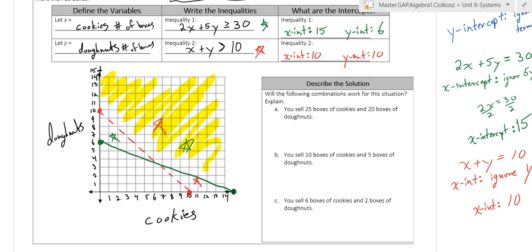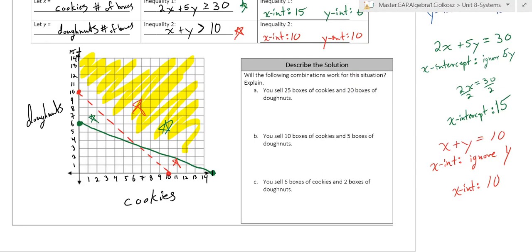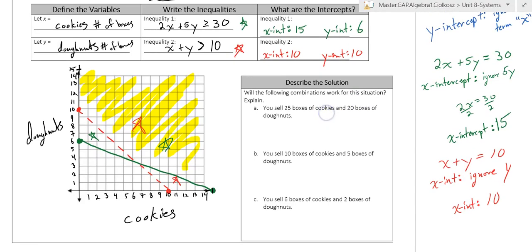So 25 boxes of cookies. So that's way over here somewhere. And 20 boxes of donuts. Well, that looks like it's going to be way up here. But let's go ahead and check. So I want to see if it satisfies both of these. Again, we can see that if we plug in the point 25, 20, well, it's going to be way up here somewhere. So that's definitely in the shaded region. So the answer is yes.